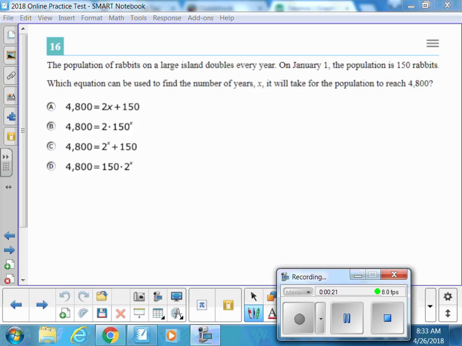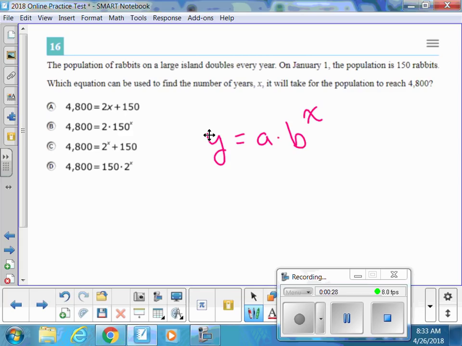All right, so we have these rabbits on the island. They're doubling every year. That's definitely going to be an exponential growth scenario. So let's just recap an exponential growth equation. A would be the starting amount. In this case, we're starting with 150 rabbits. I'll put that in. B is going to be our growth factor, and the bunnies are doubling every year. That makes my growth factor 2.